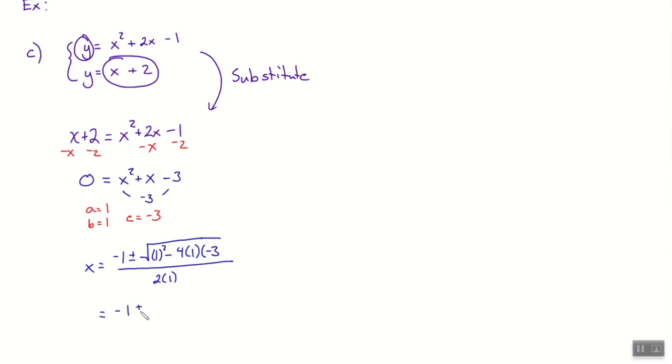We now have -1 plus or minus, and let's work out what's going on in here. This is 1 minus, what's 4 times 1 times -3? So notice, this becomes 1 minus -12. And if you're going to run into problems with the quadratic formula, this is where it's going to happen. If you are a calculator typer, something happens here. All divided by what?